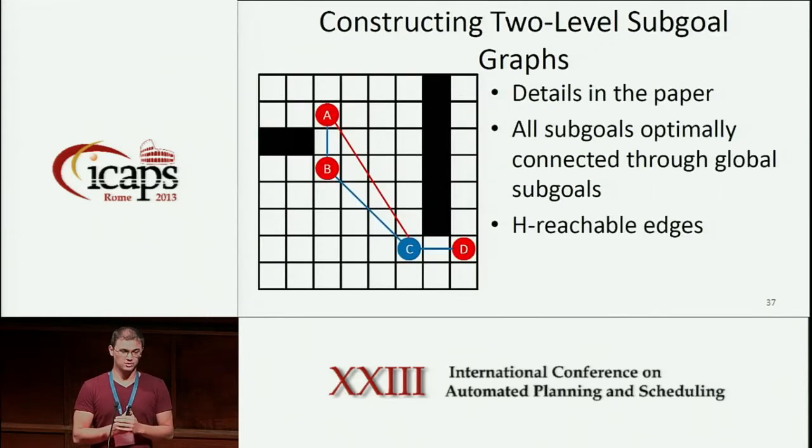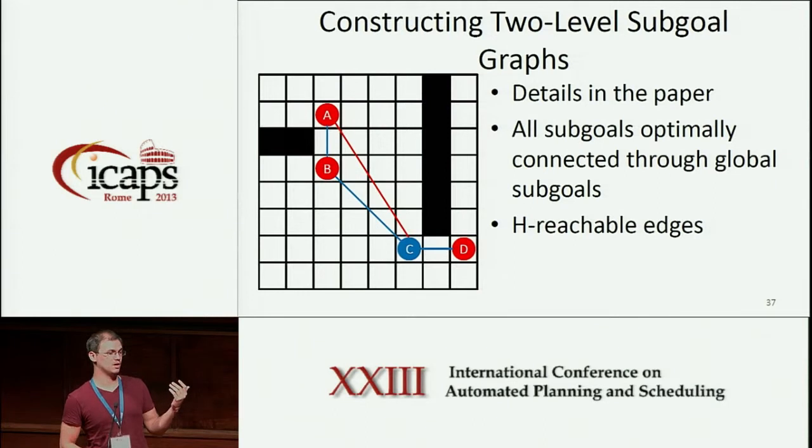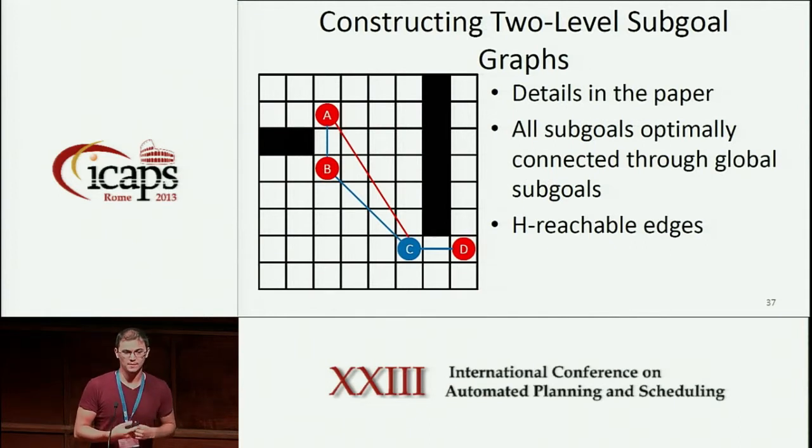So I will skip the construction of two-level subgoal graph part. It's detailed in the paper. So this is the two-level subgoal graph we obtained from the simple subgoal graph in the previous example. It satisfies both of those properties. And briefly, the way we construct them is we start with the simple subgoal graph, assume all of the nodes are global, all of the subgoals are global subgoals, and at that point, the 2 properties are satisfied. And then we greedily try to mark some subgoals as local, and we are allowed to add new H-reachable edges.